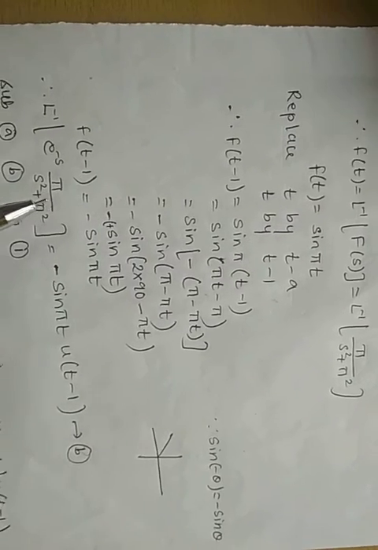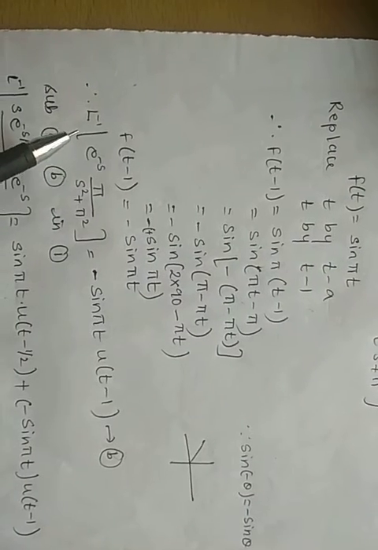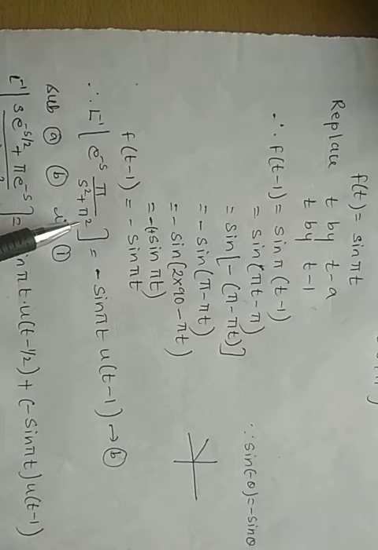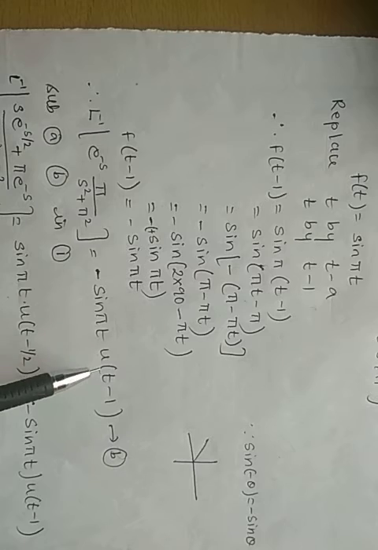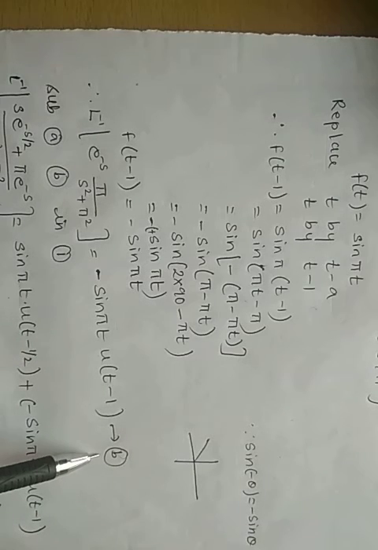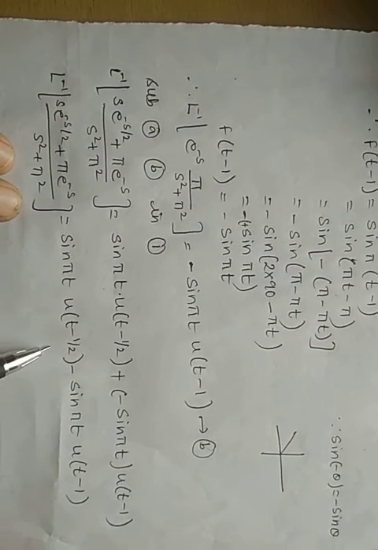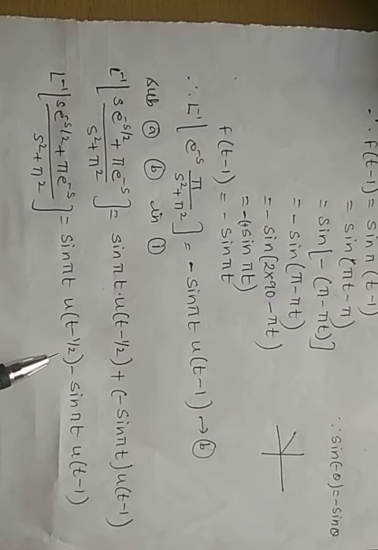Once we get f of t minus 1, the final answer is that L inverse of e raised to minus s pi upon s square plus pi square is equal to minus sin pi t into u of t minus 1. Mark this as equation number 2. Substituting equations 1 and 2 in the main equation, I will get my final solution for the given function. This is how we solve such problems in which we get the e raised to minus as into f of s form. Very important problems. Thank you.